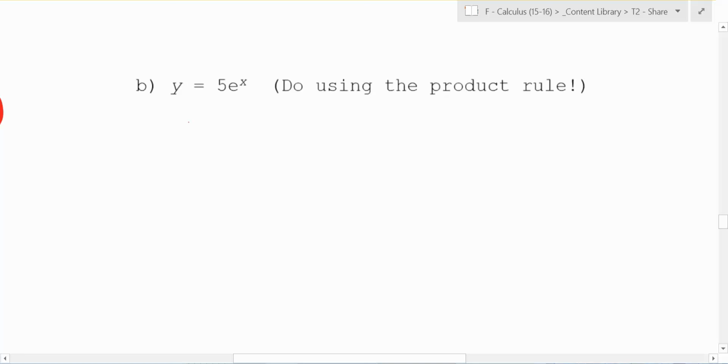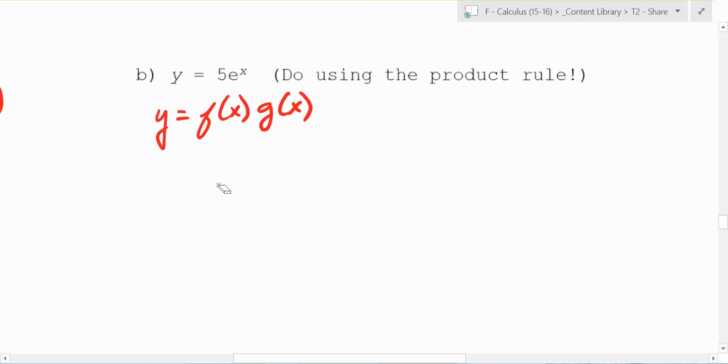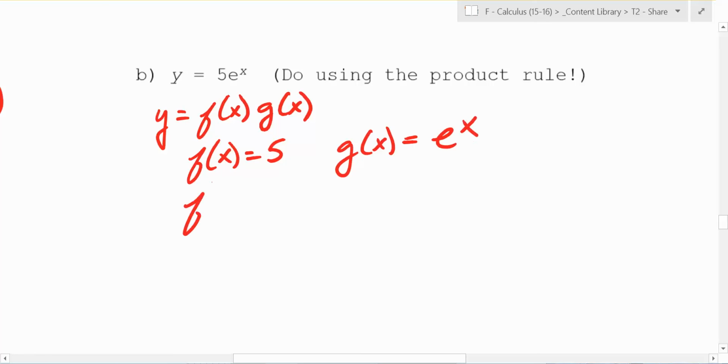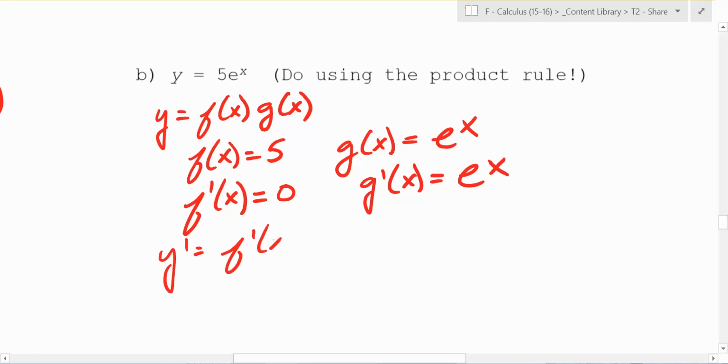What are the two functions? What's the first function? Remember, it's y equals f of x times g of x. In this case, what's f of x going to be? 5. Yes, correct. What's g of x? E to the x. What's f prime of x? What's the derivative of 5? 0. What's the derivative of g? E to the x. Do you remember what the product rule said? If they're multiplied together, y prime is going to be f prime times g plus f times g prime. So fill in the blanks here.